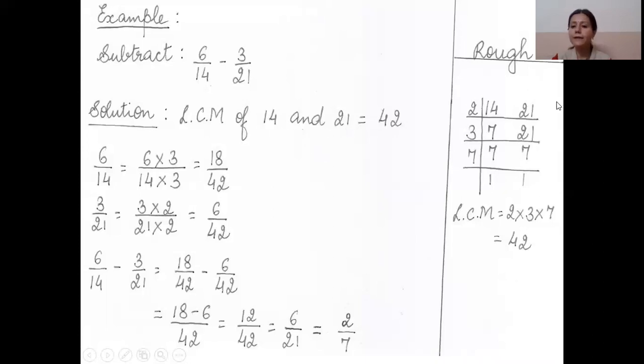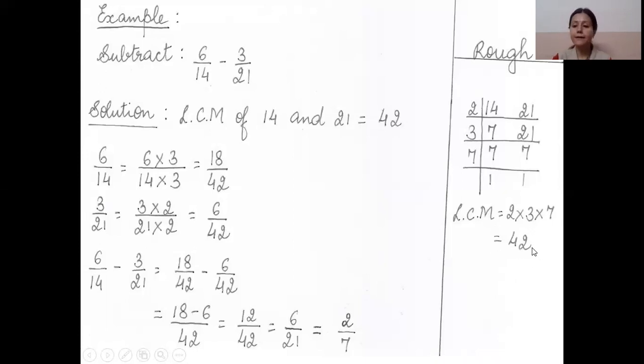You can see I've done the calculation in the rough column. 2 sevens are 14. 21 is not divisible by 2, copy down as it is. Now 3 sevens are 21. 7 is not divisible by 3, copy down as it is. 3 sevens are 21. Now 7 ones are 7. So what will be your LCM, children? 2 into 3 into 7. 2 threes are 6. 6 sevens are 42, children. So your LCM is 42.